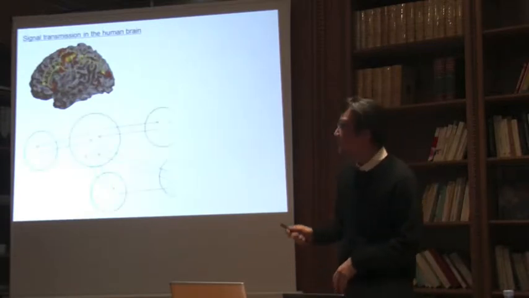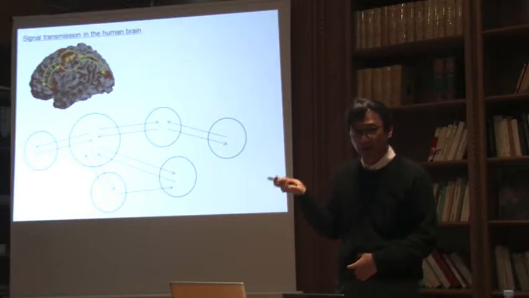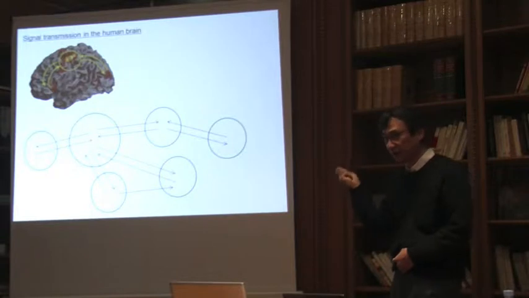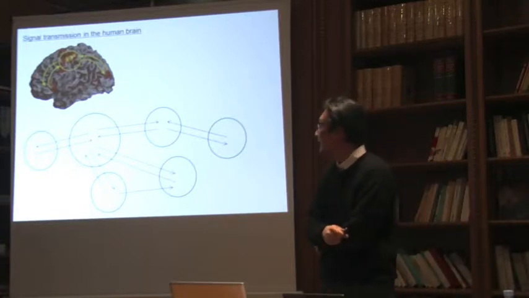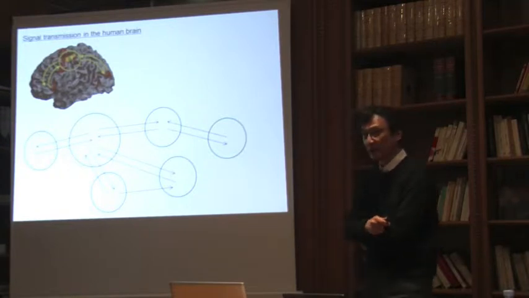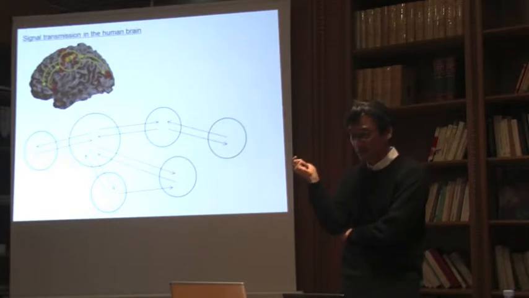So to explore how the human brain works, it is really important to examine the neural signal transmission across brain regions. And there have been some sophisticated methods to explore the functional or effective connectivity using DCM, such things.